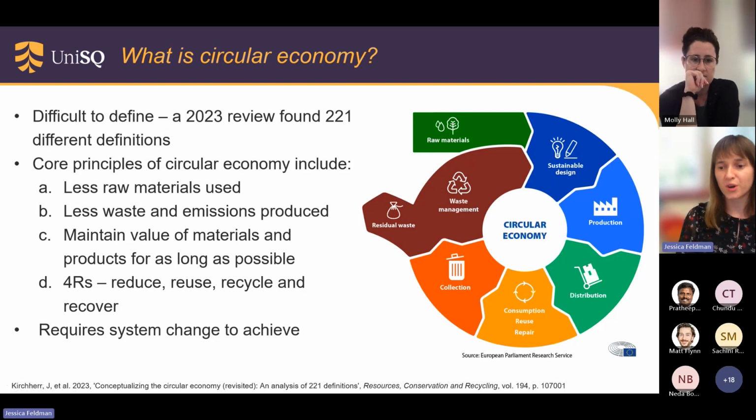And you may have heard of the 4 Rs: reduce, reuse, recycle, and recover. These are all common strategies that are used in circular economy. Now, as you can imagine, and you can see here all the different steps in the supply chain that are involved, achieving circular economy will really require system change. So it's a real complex problem, and it's not just a simple case of making one change and then we can achieve circular economy.